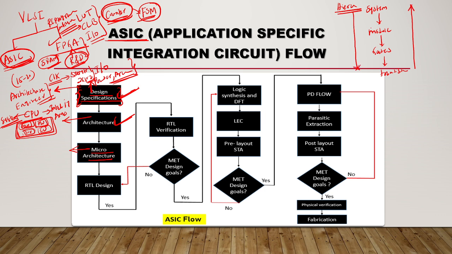So in VLSI, basically we follow the top-down approach. First, we come with the design specification, architecture, microarchitecture. And after that, there is the RTL design. RTL is nothing but register transfer level. I think you already studied digital. In digital, you have combinational circuits or sequential circuits, FSMs, all those things, no?